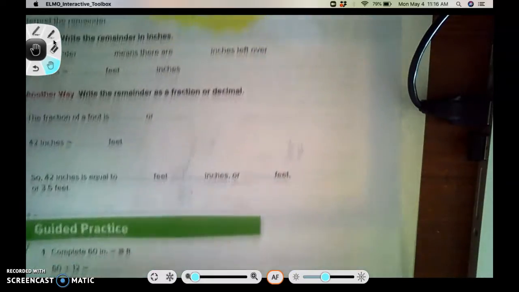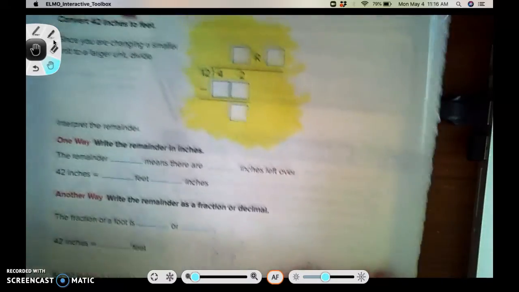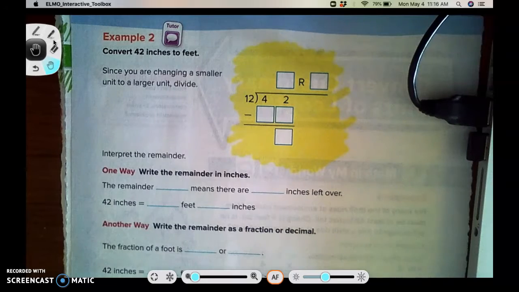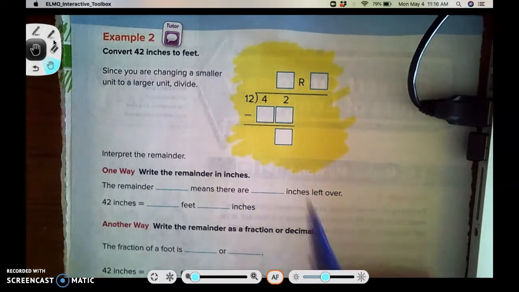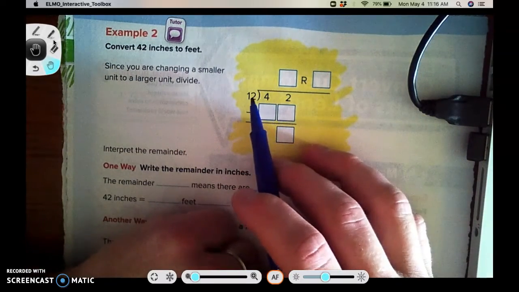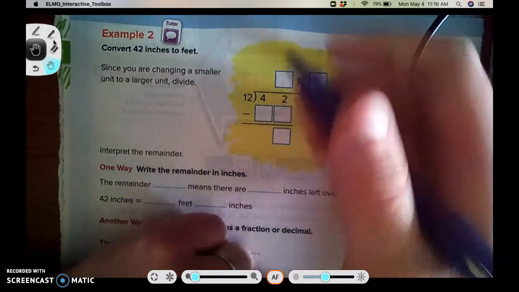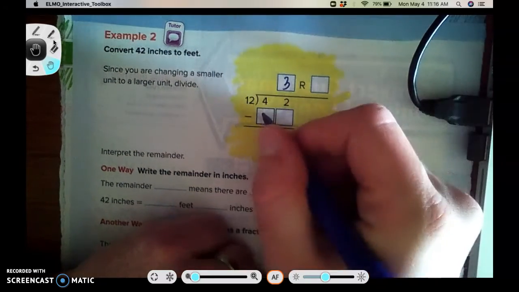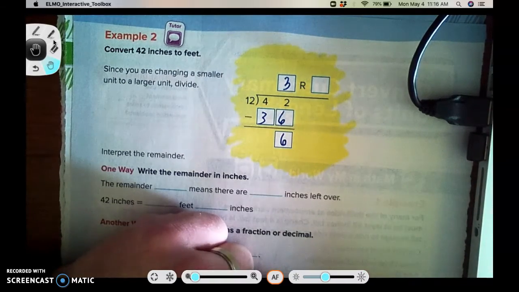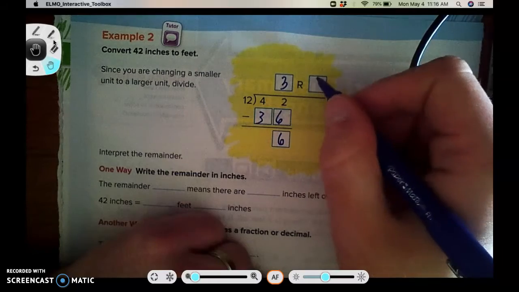And we'll try just a couple more. Let's do example number 2. It says convert 42 inches to feet. Since you are changing a smaller unit to a larger unit, we're going to divide, because inches into feet, we're not going to have more feet than we do inches. So we take 42 and divide it by 12 inches in 1 foot. We get 3, which is 36. We subtract and get 6. We have nothing else to bring down, so we have a remainder.